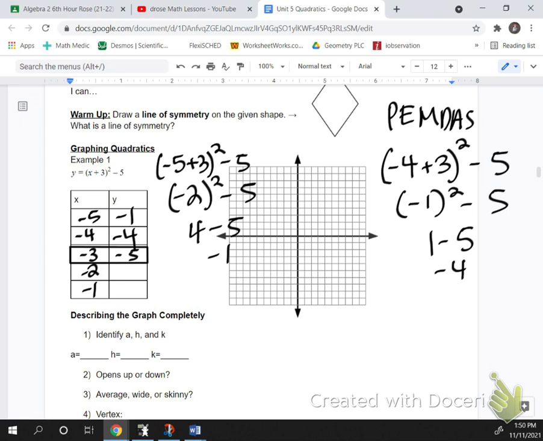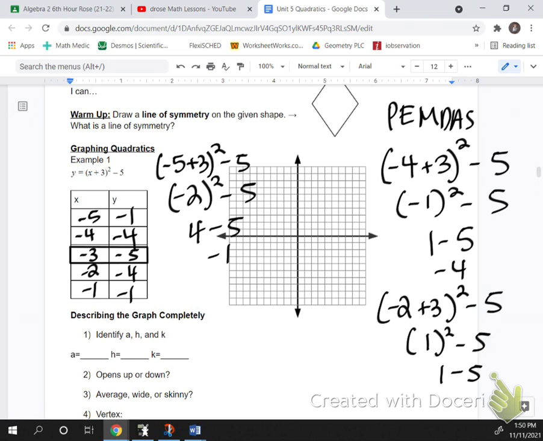Let's check -2. This is a symmetrical relationship, but let's just make sure. If I plug in -2, will I get -4? Yes. Let's check it. 1 squared, 1 minus 5, we get -4. So this is -1. Now let's graph it.